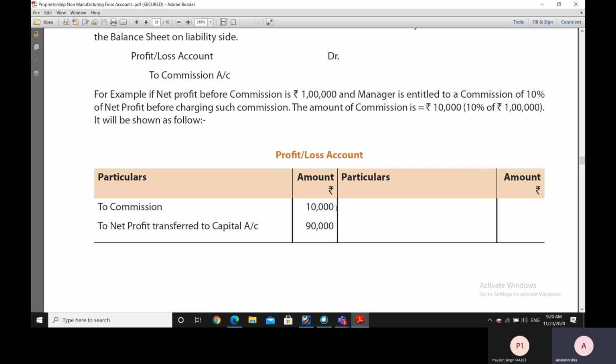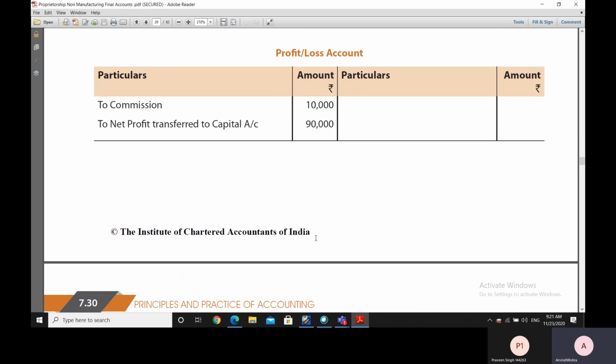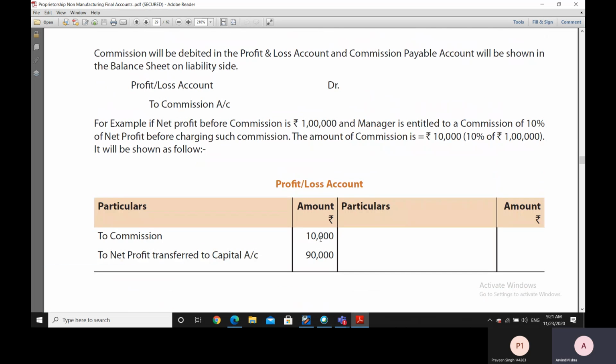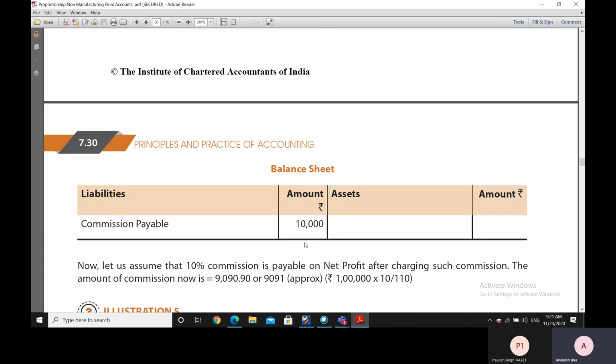And the net profit after reducing from 1 lakh, because 1 lakh was the profit before commission, after reducing 10,000, the net profit which is remaining is 90,000, that amount would be transferred to the capital account. And since this commission is not yet paid, we have already debited the profit and loss account, but not yet paid, so it is credited to the commission payable account, and that commission payable account credit balance is shown in the balance sheet on the liability side.